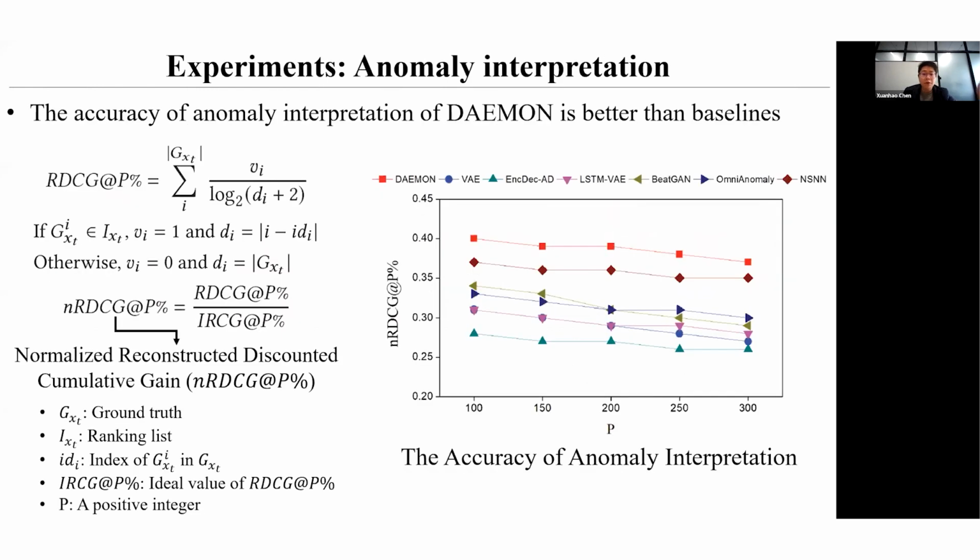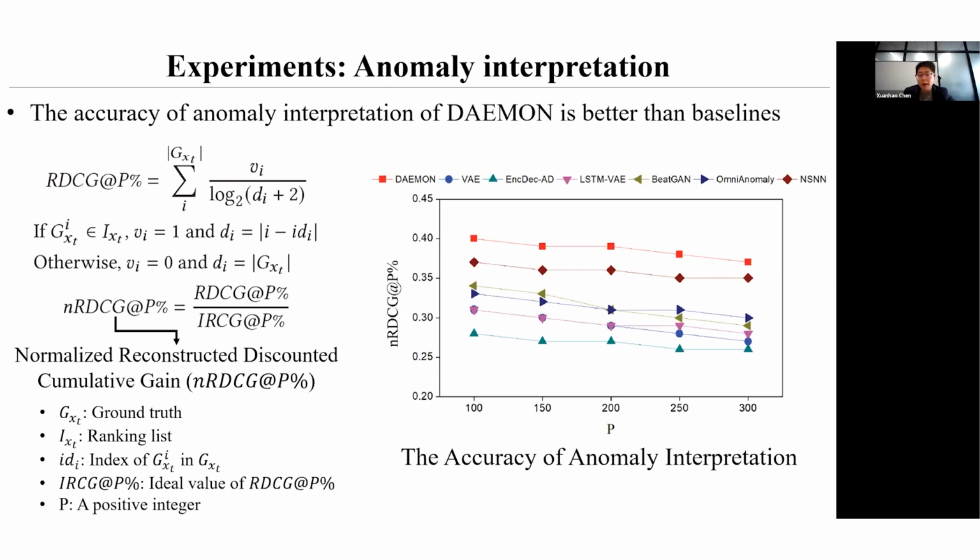Since the weights of different anomalous dimensions vary, we propose a new anomaly interpretation metric, normalized reconstructed discounted cumulative gain, namely NRDCG. First, we rank the top k dimensions that contribute most to the anomaly as the root cause. And then, for a dimension which is in the ground truth, we compute its distance, measuring how far it is from the ground truth to the same value in our ranking list.